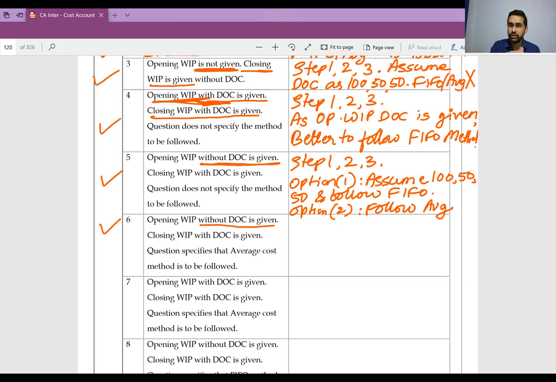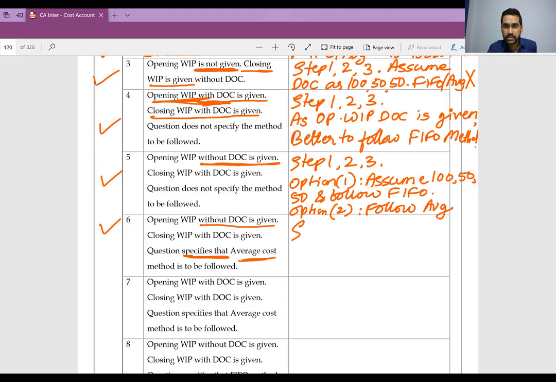No, when they give DOC also, if they say average cost, you're going to ignore. Under average cost method, opening WIP DOC is of no relevance. And then here clearly mentioned, question specifies that you must do under average cost only. Now don't ask me this doubt. Sir, can I now assume opening WIP DOC 150-50 and then teach the validator that average cost is not a good method? I will work out under FIFO. Control yourself. When question says average cost, work out under average cost.